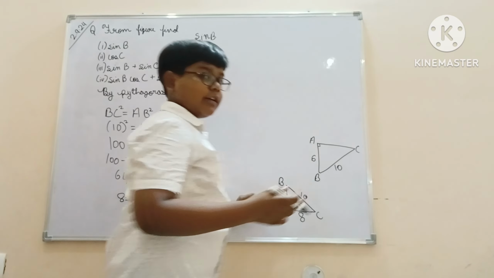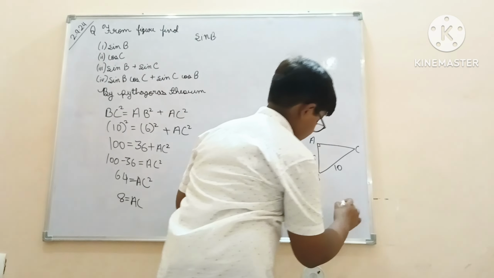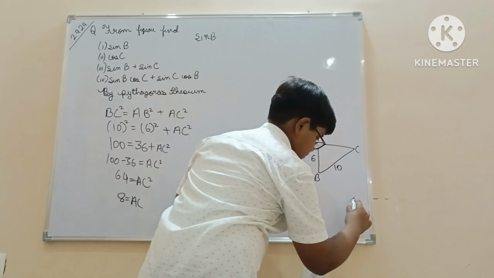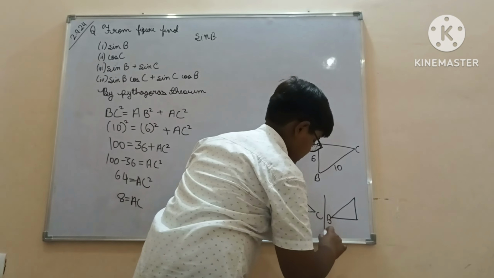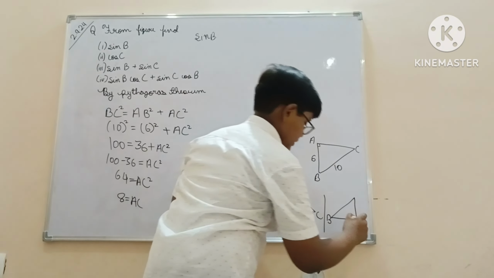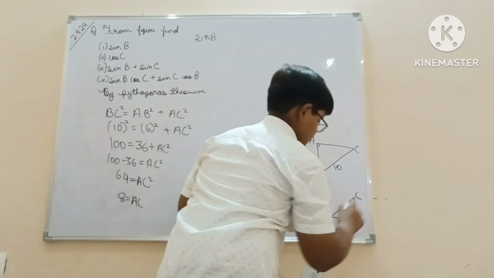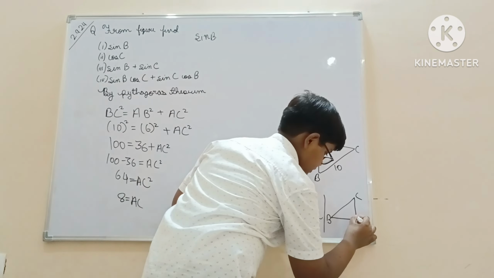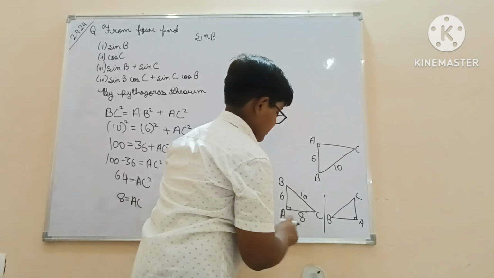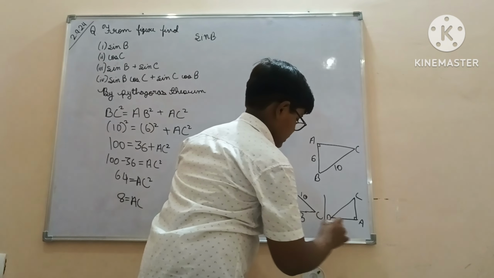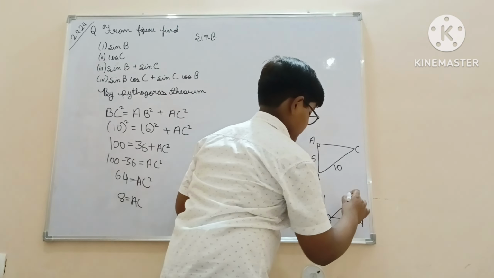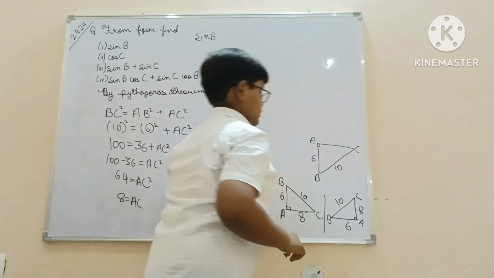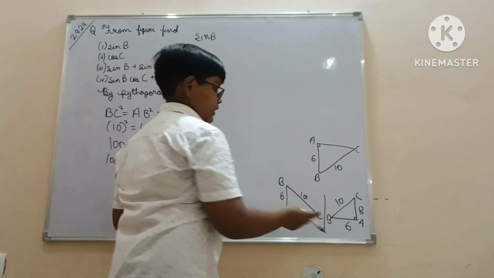So we have to make another triangle, and it will be like this. Here will be B, it is separate. Here will be B, here will be A, and here will be C. Now A is a right angle, and BA's value is 6, AC's value is 8, and BC's value is 10. Now we have made our three triangles.